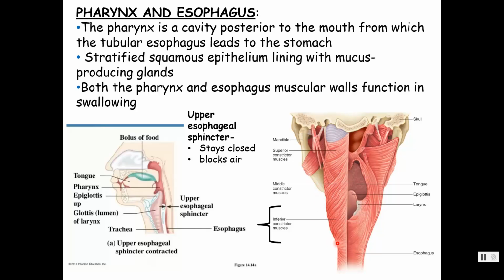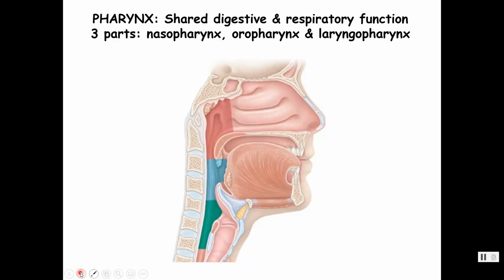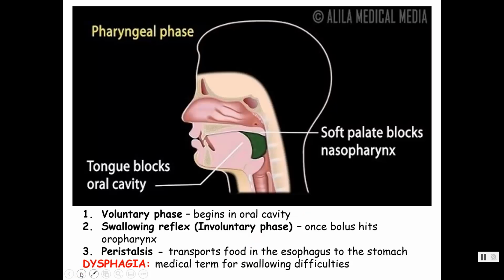But your esophagus is normally a closed space. It is behind your trachea, so behind your windpipe, and it is normally closed, whereas the trachea is held open. That's an open patent space. And so the inferior constrictor muscles are going to make up the upper esophageal sphincter. Only when there is a bolus of food is it going to relax and open. This just prevents a lot of air from entering the stomach. Just a reminder of the parts of the pharynx.